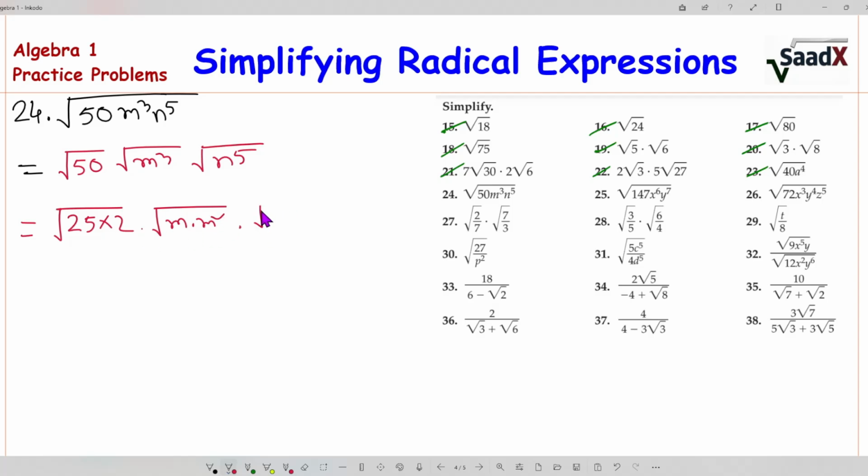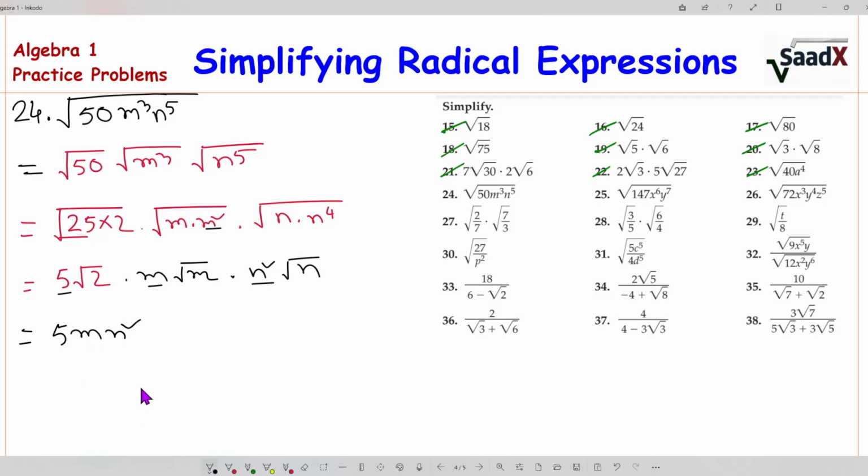Times this n to the power 5, we can write n times n to the power 4. Now look, root 25 means 5, and here is root 2. Similarly, root m square means m, and here is root m. Times n to the power 4 means n square, root n to the power 4 means n square, and here is root n. Now m n square, we can write 5 m n square, then root 2 m n.